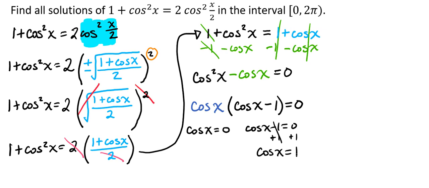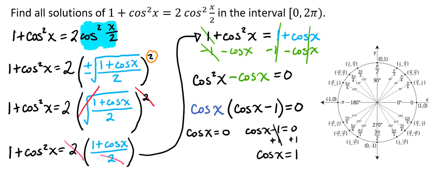And this is where we're going to think back to our unit circle and wonder, where is the cosine of x 0 and where is the cosine of x 1? Looking at our unit circle, we see that our cosine of x equals 0 at pi over 2, and it equals 0 at 3 pi over 2. And cosine of x equals 1 only at 0.